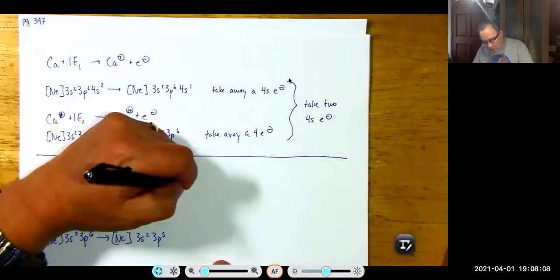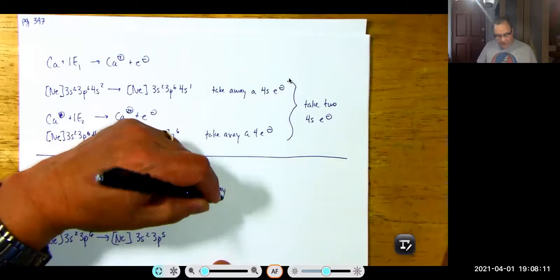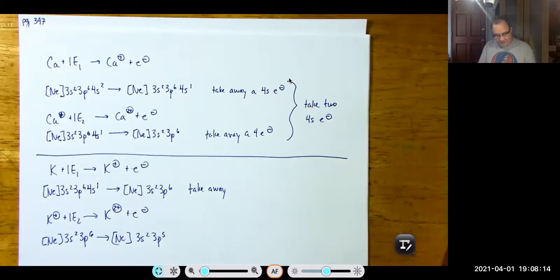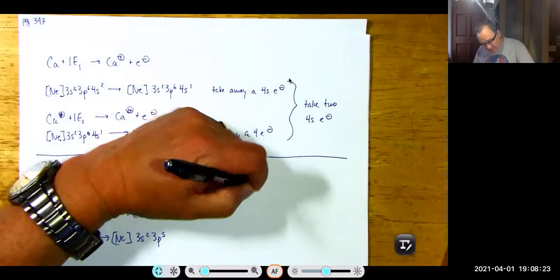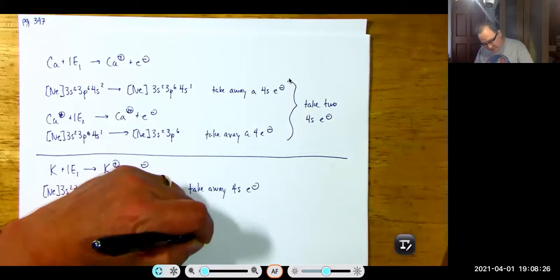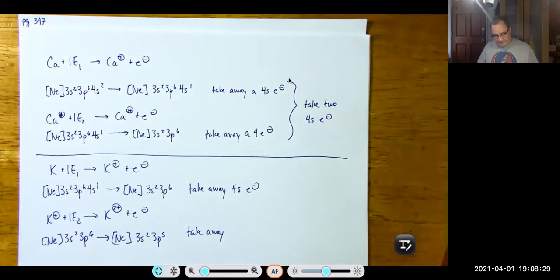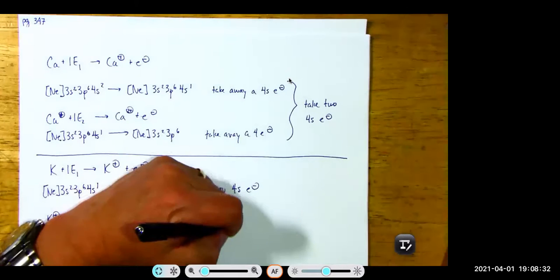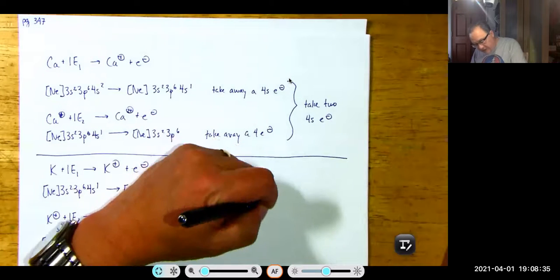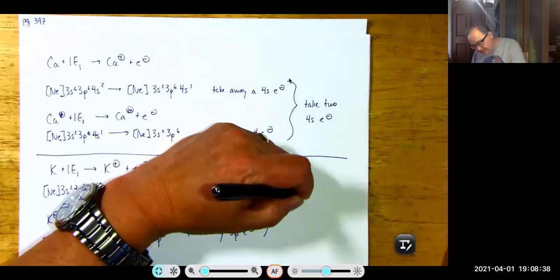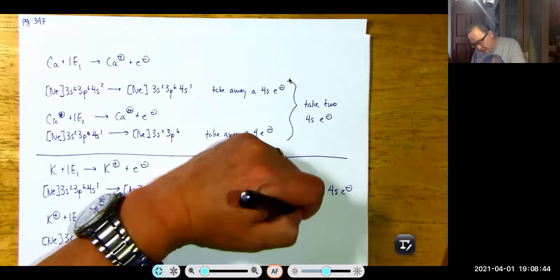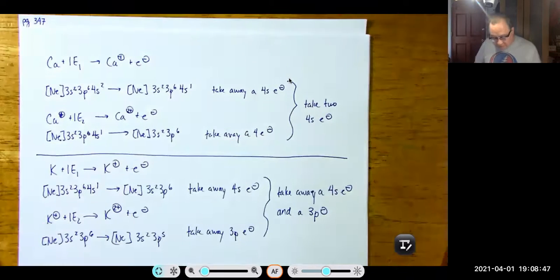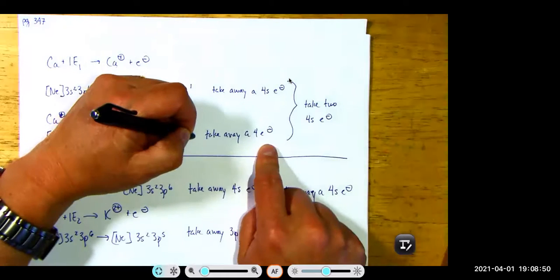And here, what do we take away from the first equation? Oh, the 4s1. The 4s electron, right? Here, what do we take away? The 3p6. A 3p electron, right? So here we take away a 4s electron and a 3p electron. So remember, this is the second one. And this is the second one.